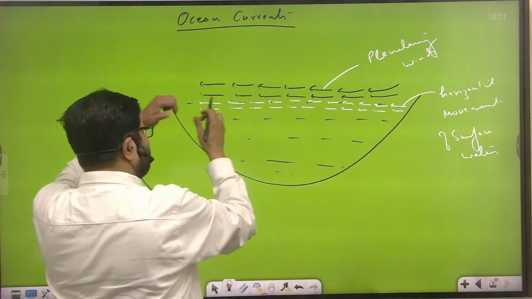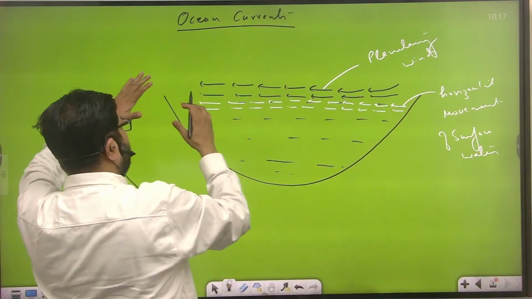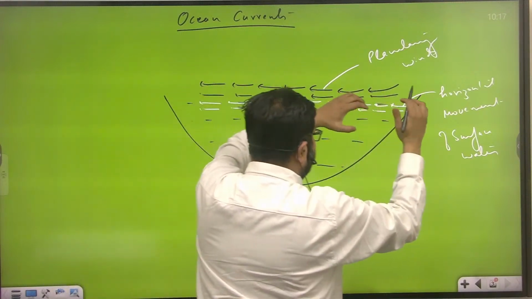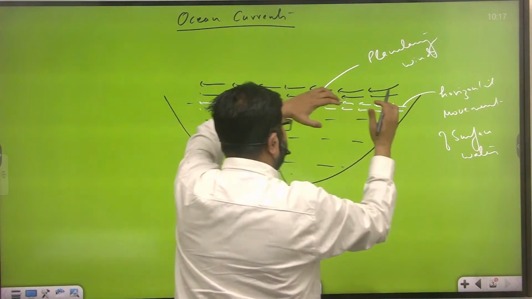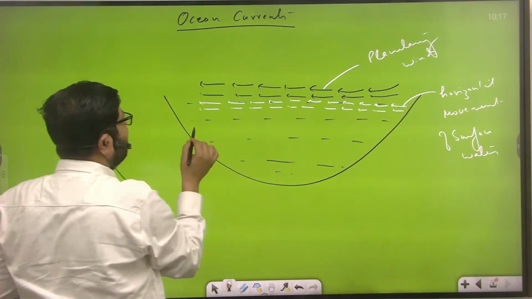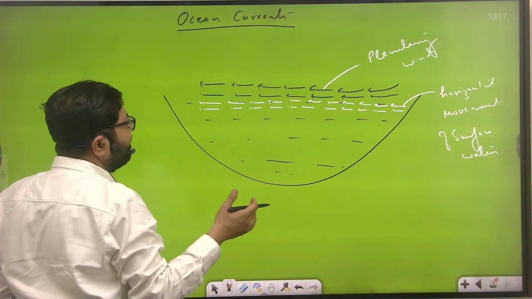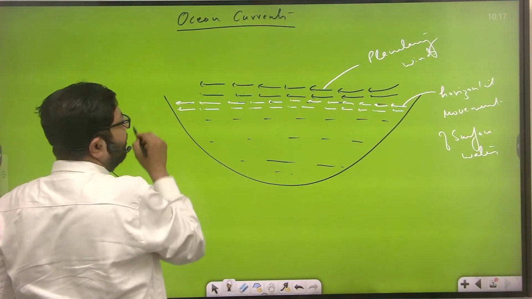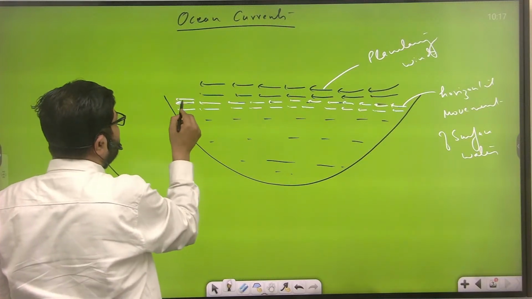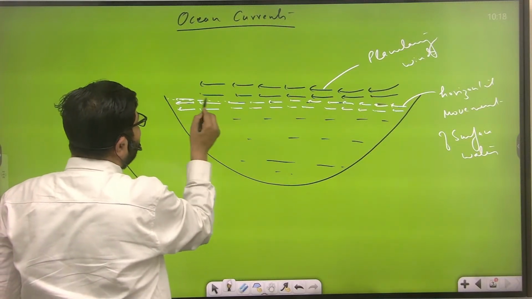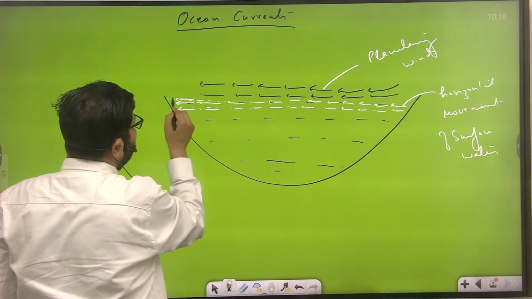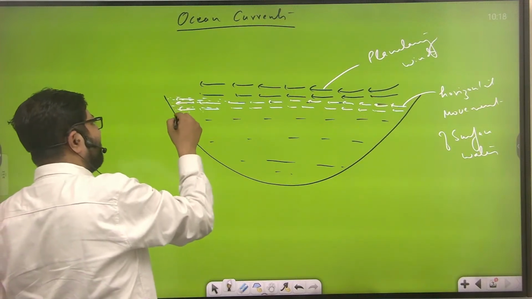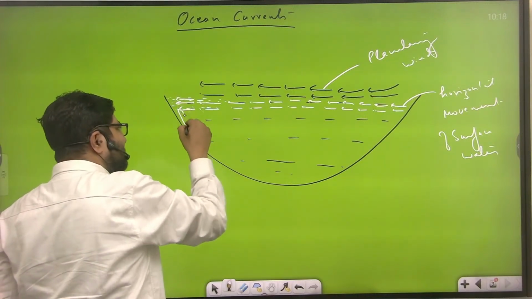It exerts frictional drag and water starts moving. Trade winds blow from east to west, northeast to southwest. So they will drag the warm surface water from east to west. As a result, in tropical seas where trade winds blow, there is surplus piling up of water on the western side of the ocean. On the western side, because of piling up of water, sea level rises.